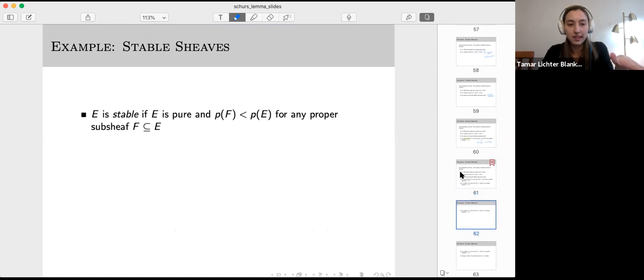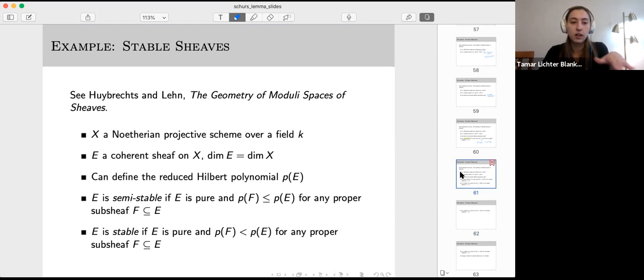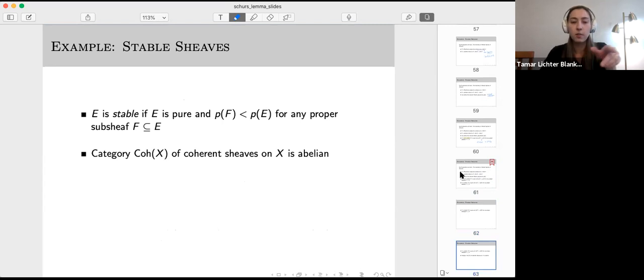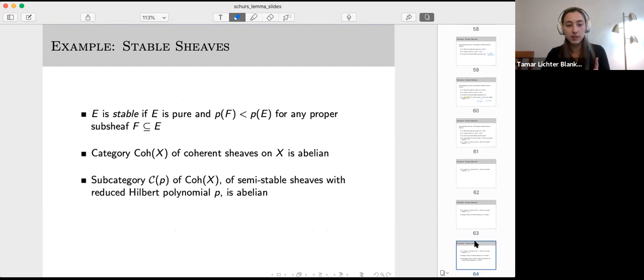But why are we going to need it? It turns out that on a scheme X, like the one that we have here, this Noetherian projective scheme, or maybe more general, maybe all schemes, the category of coherent sheaves on X, so that's coherent sheaves and maps of sheaves between them, turns out to be an abelian category. And that actually is not the abelian category that we want. We want something a little bit more specific, which is the subcategory of semi-stable sheaves.